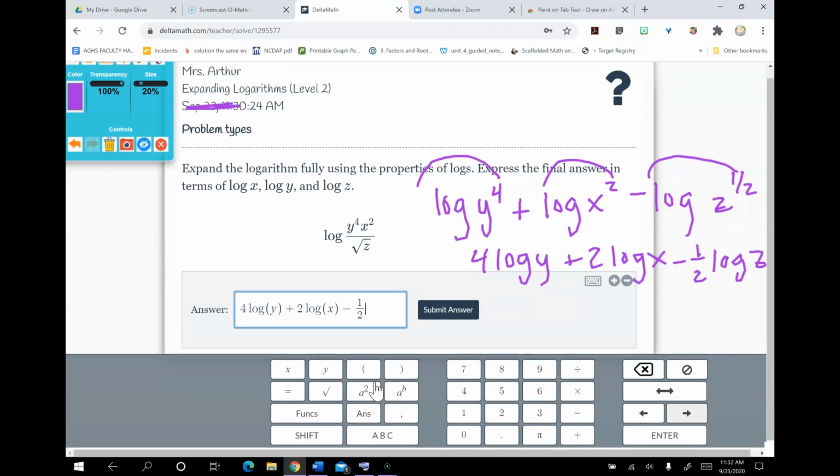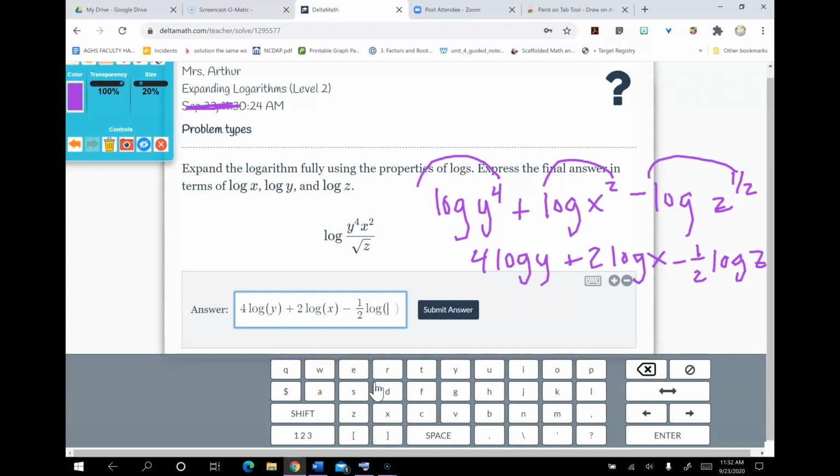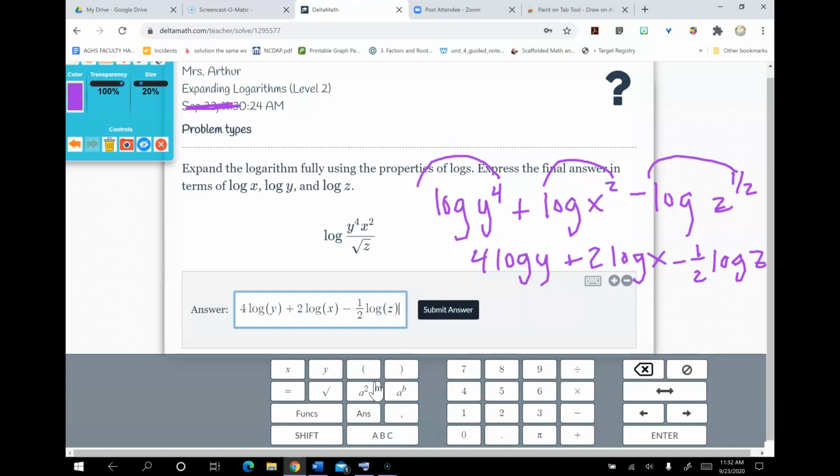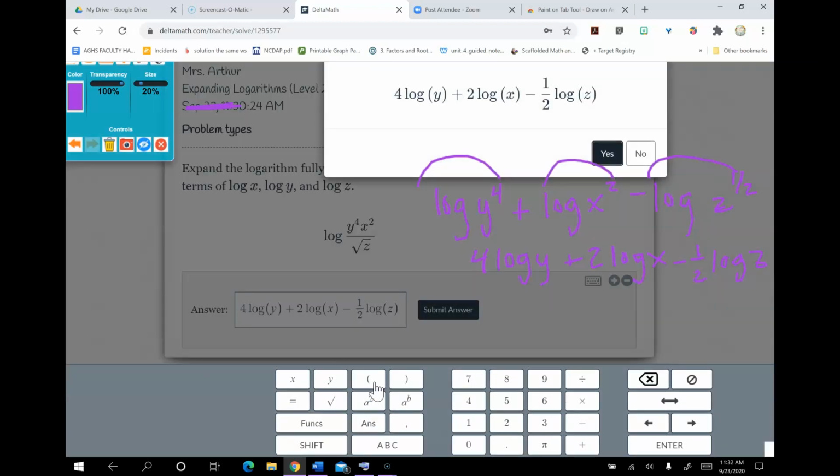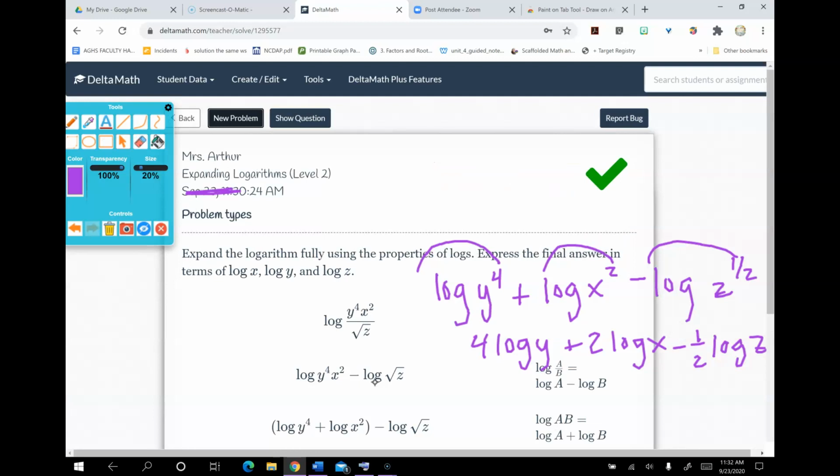But you have to tab over to get out. Put the log. And then this one's going to be a z. To get your z, either type it on your keyboard or go to ABC and there's your z. Okay? And fingers crossed Miss Arthur got it right. She knows what she's doing.